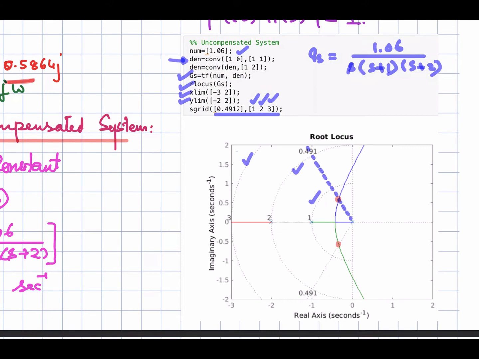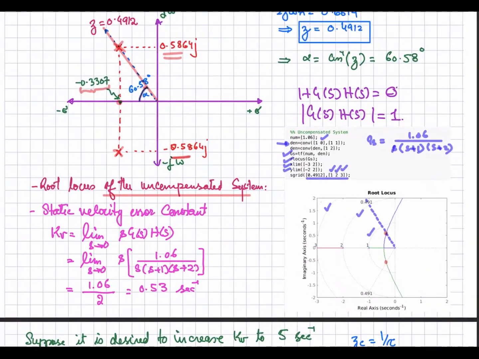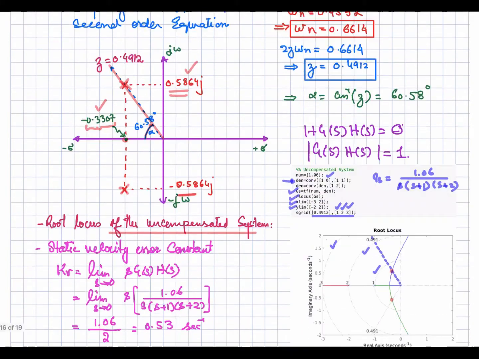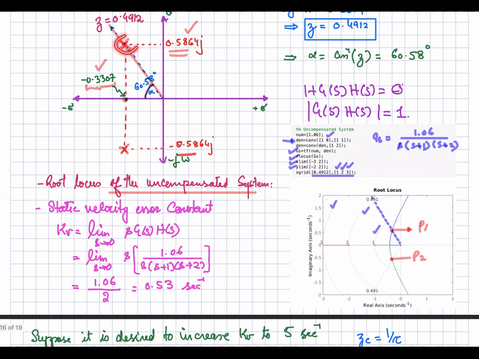That is this one, minus 0.3307, and the imaginary part is this one. This is pole 1 over here, and pole 2 over here. Those are shown over here, that if they are part of the root locus, they will be at this position.